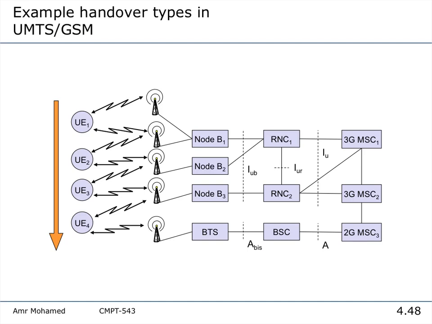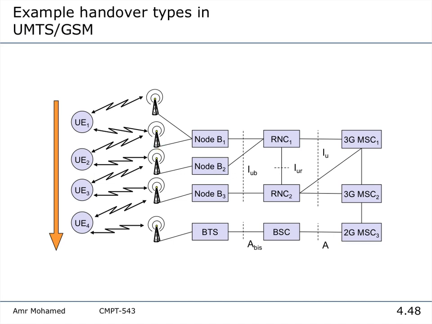We talked about intra node B handover, which means that we move from one antenna to another or from one channel to another. So this is within the same cell. And then we have a handover where we move from one node B to another, but both node Bs are connected to the same RNC, which is the same BSS or BSC, base station controller.